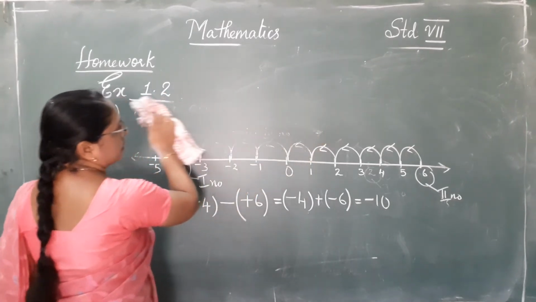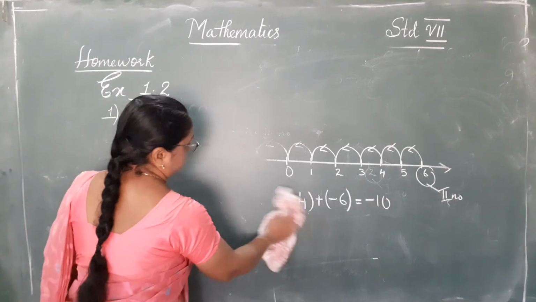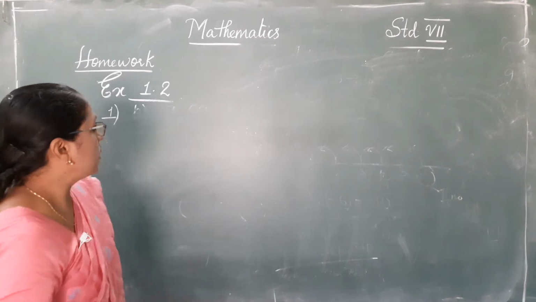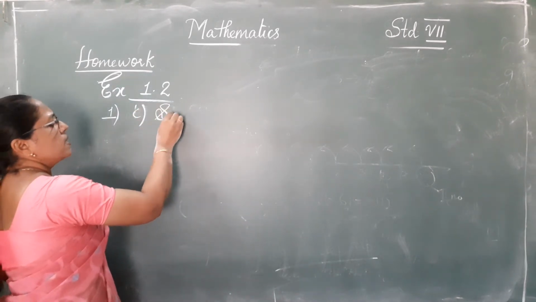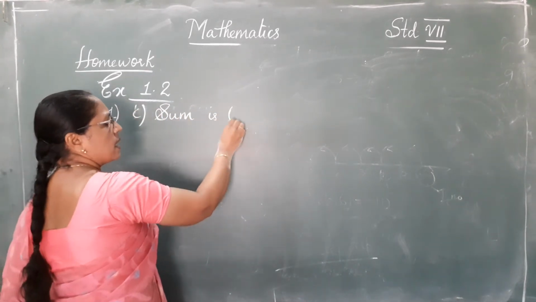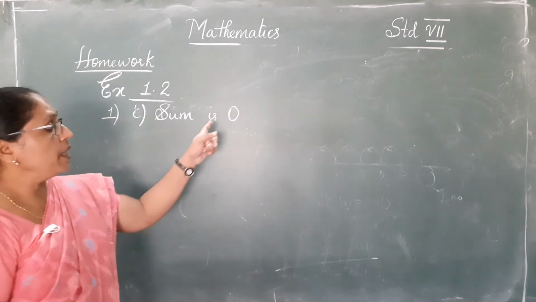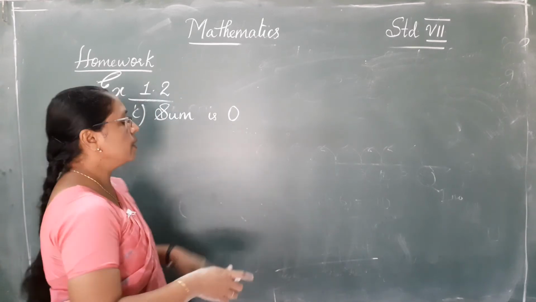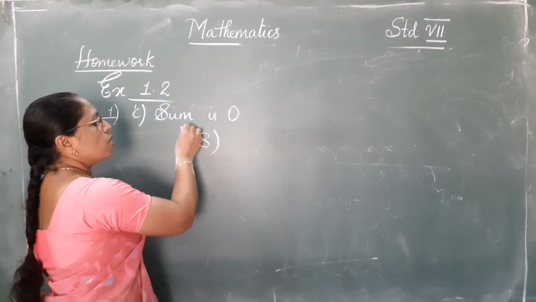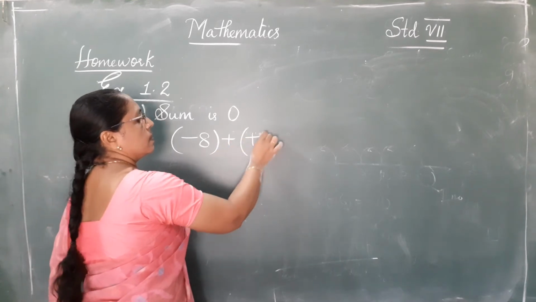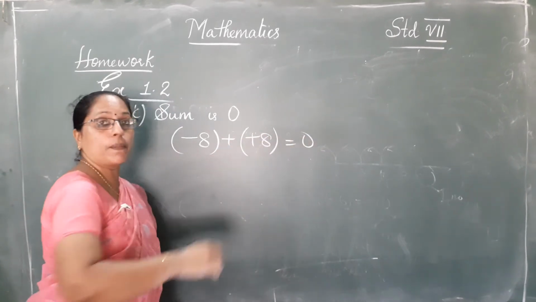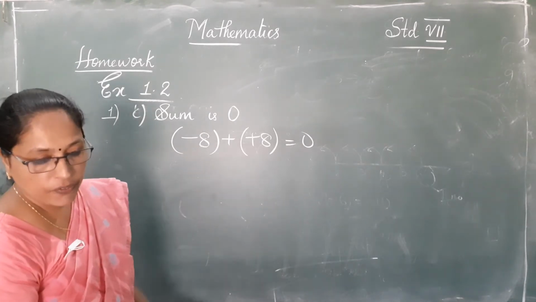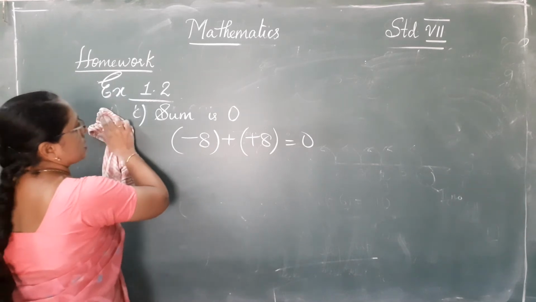Now C part. C part is sum is 0. That is easy. No need of drawing the number line. We know when two integers are added, the sum is 0 when you take any integer and its opposite. The answer will be 0. And this property is known as the additive inverse property. So that completes the first question. Now second question.